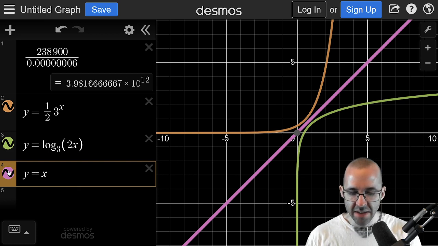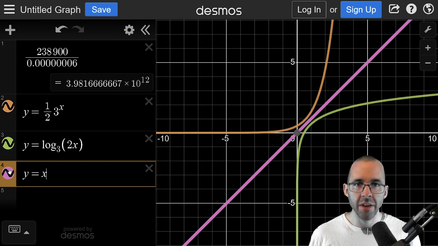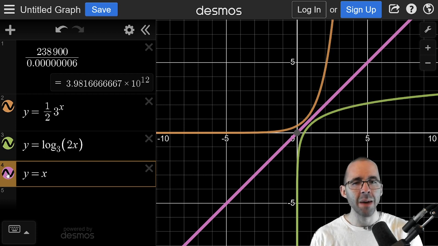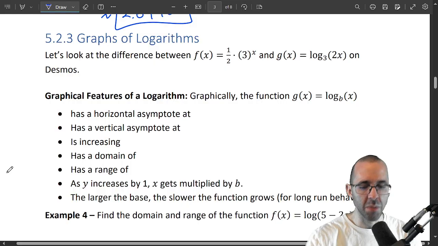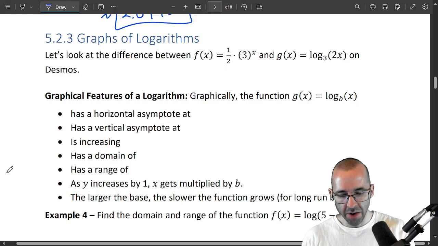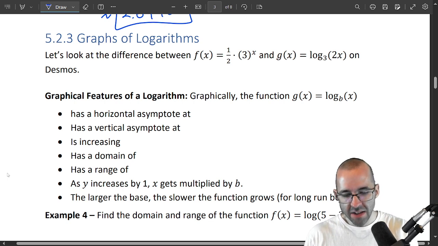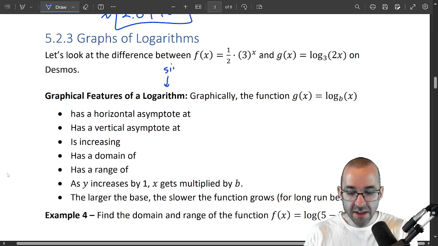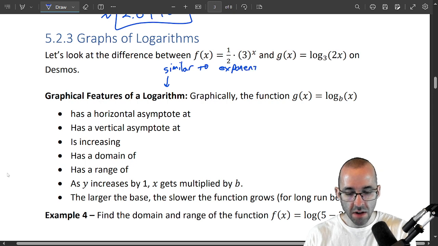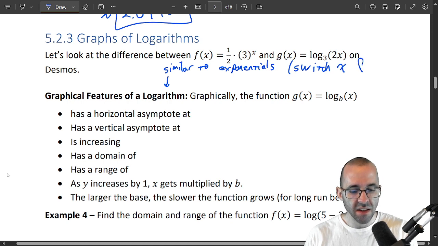Okay, so basically exponential functions and logarithms undo each other. They have a lot of similarities in their graphs. Basically, whatever happened to the x of one is going to go to the y of the other. We're basically switching inputs and outputs. Okay, so that's kind of where we're going with this. Graphical features of a logarithm are similar to exponential functions. But basically, we're just switching the x's and the y's.